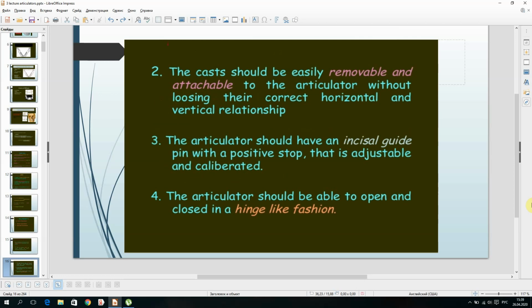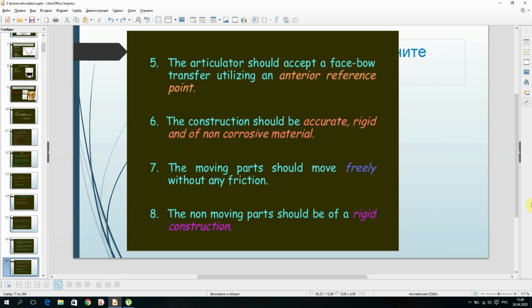The articulator should have an incisal guide pin with a positive stop that is adjustable and calibrated. The articulator should be able to open and close in a hinge-like fashion. It should accept a face bow transfer utilizing an anterior reference point. The construction should be accurate, rigid and of non-corrosive material. The moving parts should move freely without any friction. The non-moving parts should be of a rigid construction.